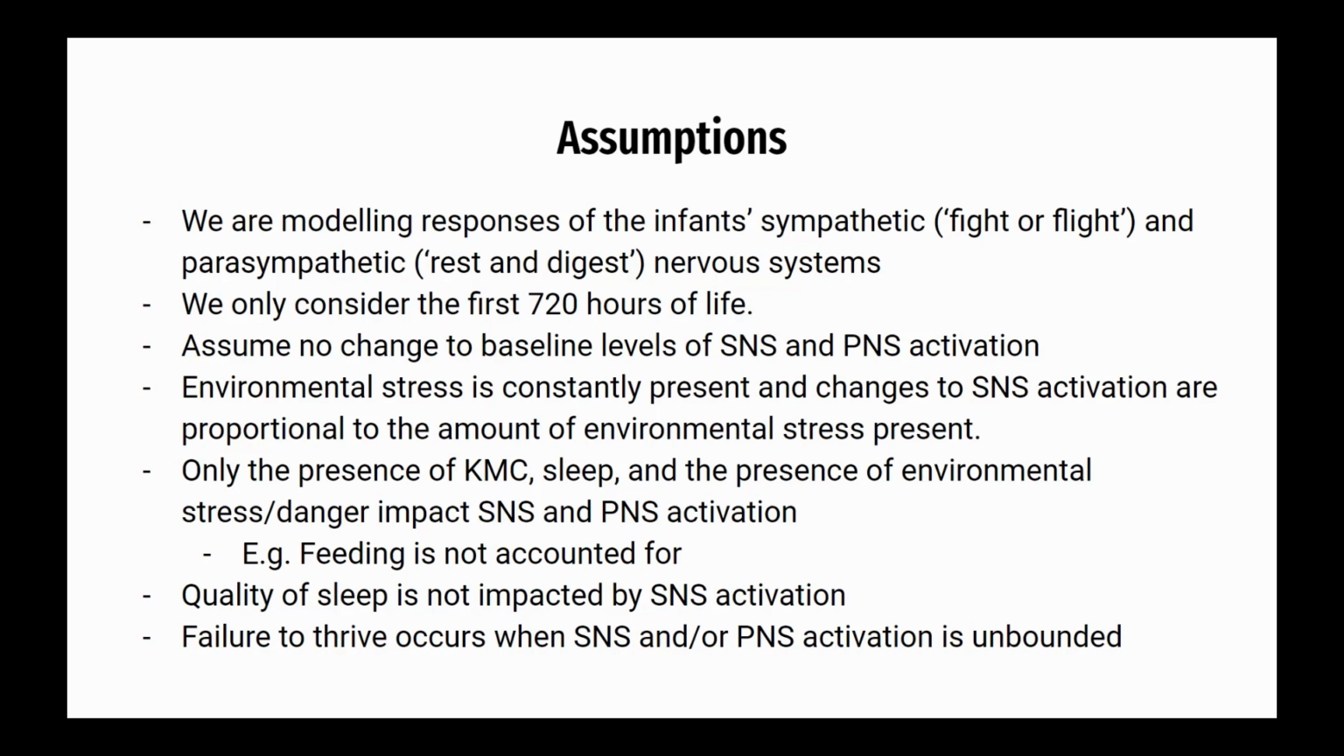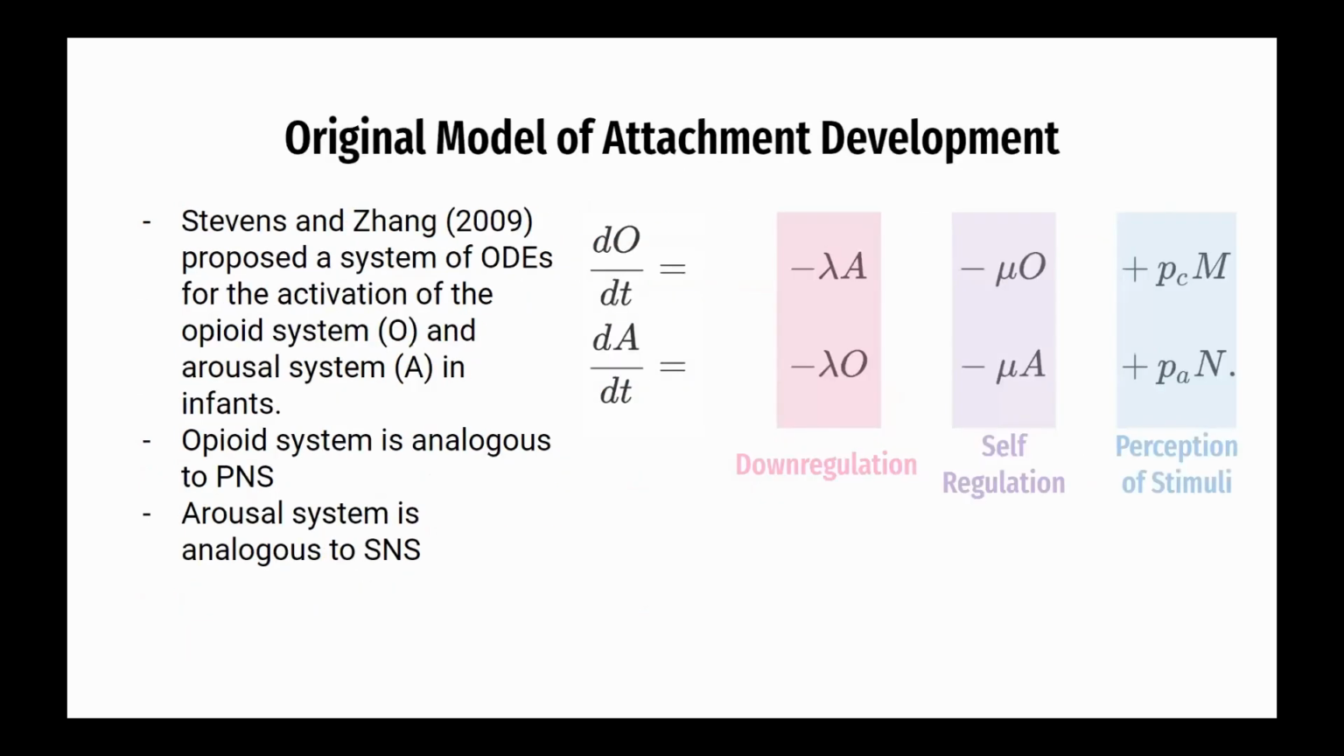We are only examining the impact of the presence of KMC, sleep, and the presence of environmental stress or danger on SNS and PNS activation. For simplicity's sake, we are not accounting for factors like feeding. We are also assuming that quality of sleep is not impacted by SNS activation, and that failure to thrive occurs when SNS and/or PNS activation is unbounded.